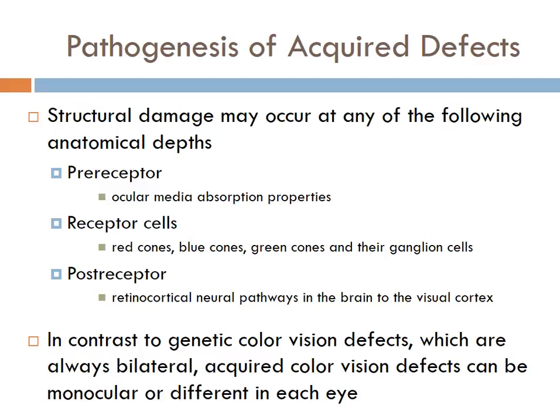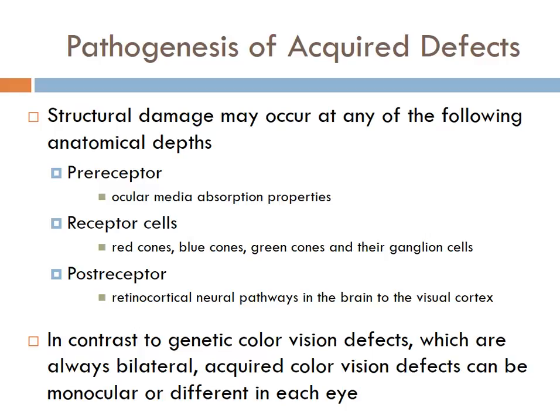What's the pathogenesis? Well, almost always there's some structural damage that's occurring at some anatomical depth. When I test the patient's eye, I generally try to go from the front to the back. When I'm testing the visual system, I go from the front to the back. Well, here we'll start at the front, the prereceptor. The first thing that can happen is the lens in the eye, the crystalline lens, starts to change. It'll start to yellow. The index of refraction will change as the patient ages. And these changes can alter the transmission of visible light and alter the color vision.